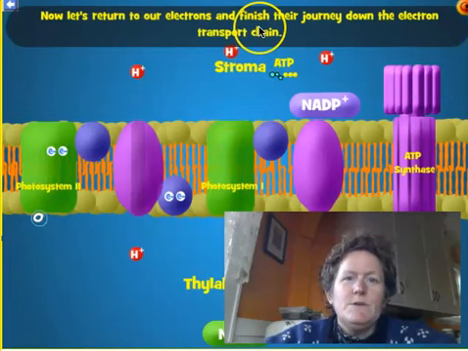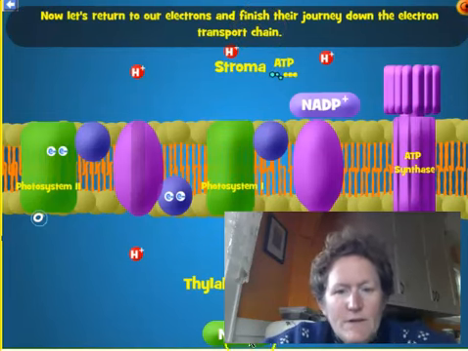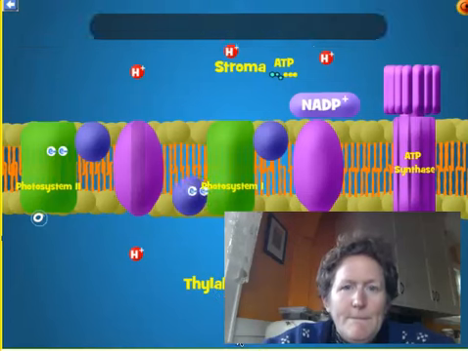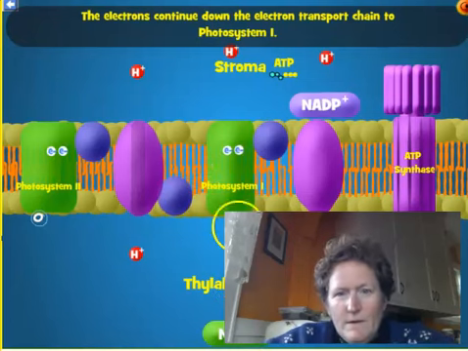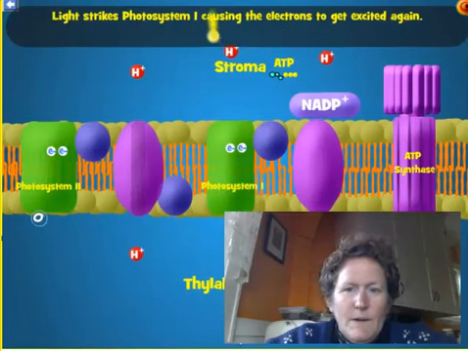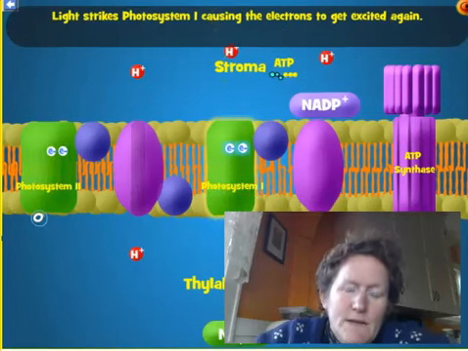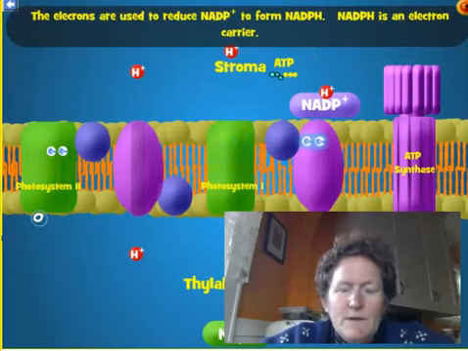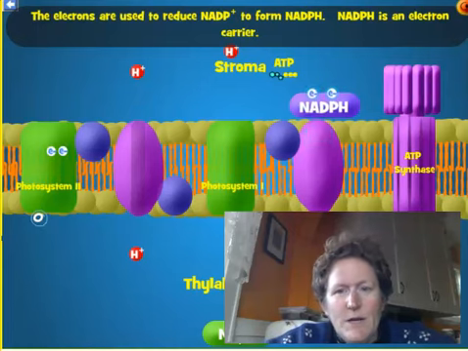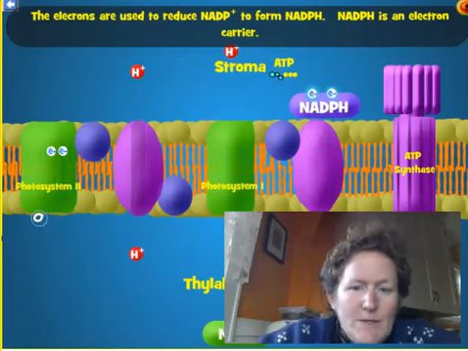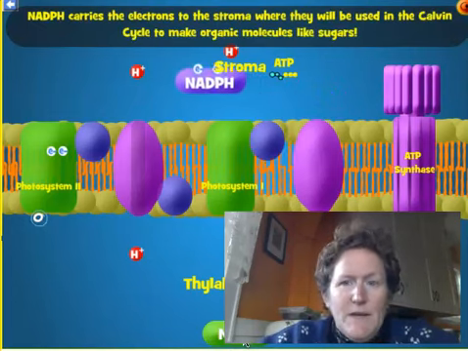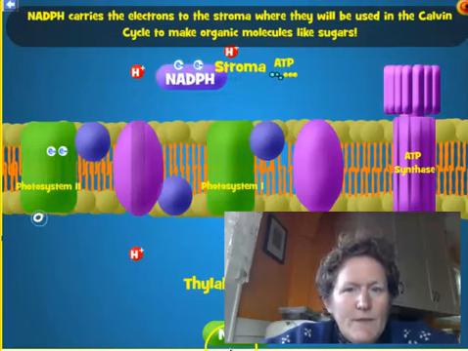Now let's return to our electrons and finish their journey down the electron transport chain. So they go to photosystem 1, and they move through photosystem 1. They get re-excited by some more light, and they continue down the electron transport chain. They reduce NADPH. That means they put the electrons back into NADPH, and that's going to be used to make organic molecules later.